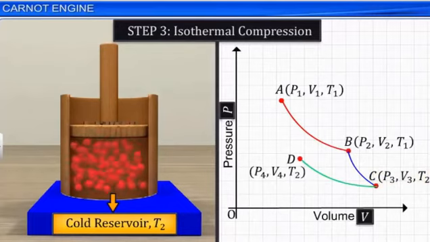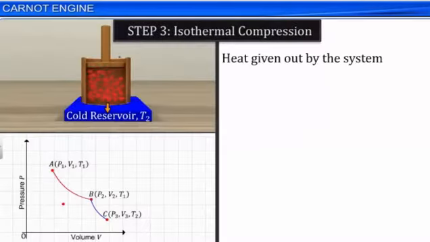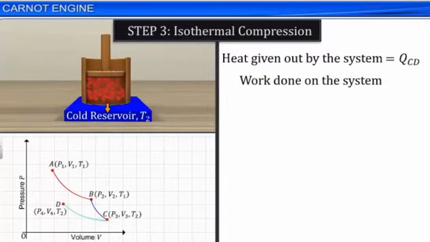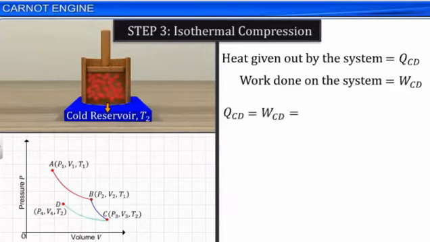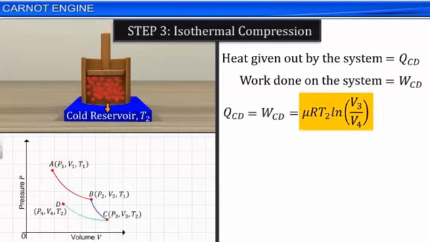Let the heat given out by the system to the cold reservoir be QCD, and the work done on the system be WCD. Since the process is isothermal, QCD is equal to WCD, which is equal to mu RT2 ln V3 by V4. Let this be equation 4.